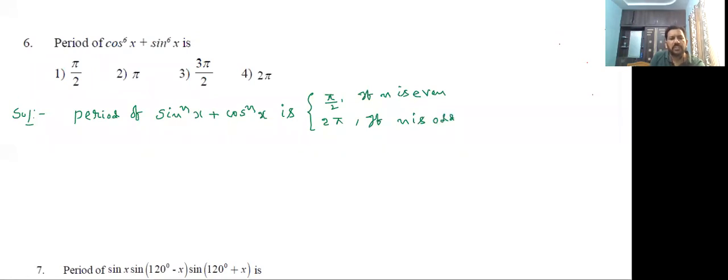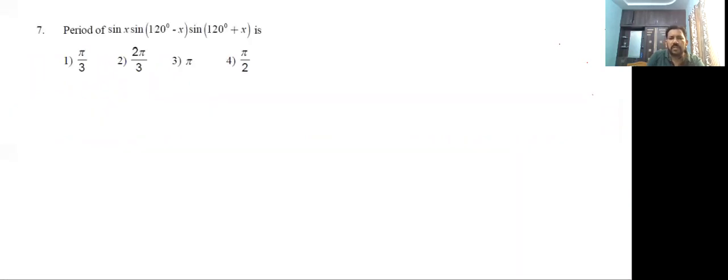So by observing this shortcut formula, what is n? n is 6. Is 6 an even number or an odd number? Even number. Then what is the period of the function, students? Pi by 2. The first option is correct.